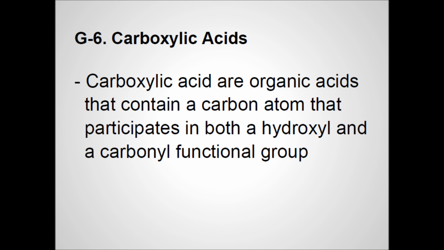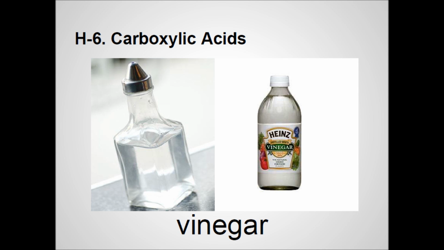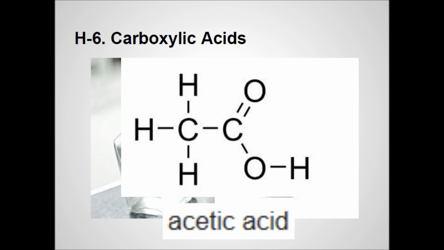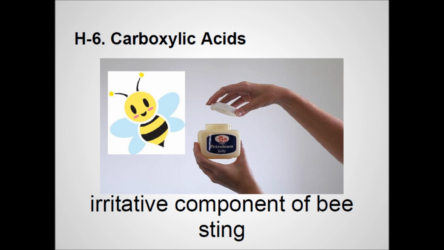The general formula for carboxylic acid is RCOOH. The R group is a hydrocarbon chain or ring or a hydrogen atom. The carbon is double bonded to an oxygen and single bonded to an OH group. Vinegar is an example of a carboxylic acid and is made of acetic acid. The irritative component of bee sting is an example of carboxylic acid and is made of formic acid.